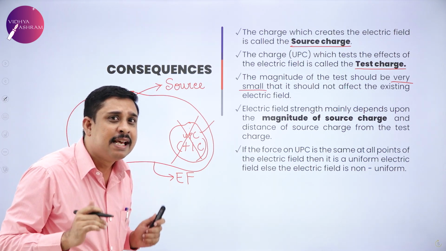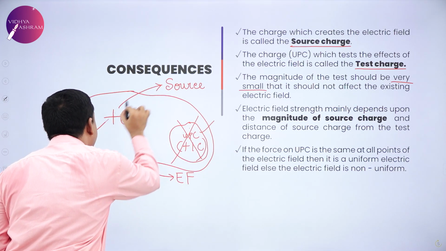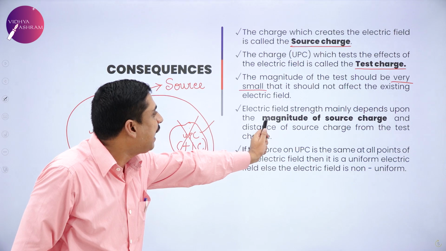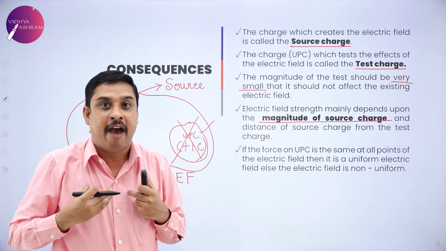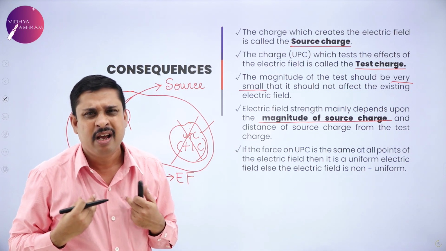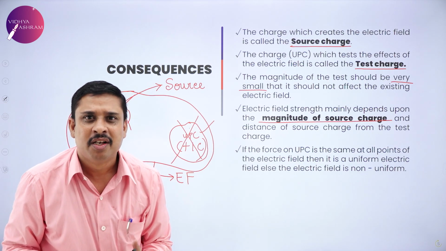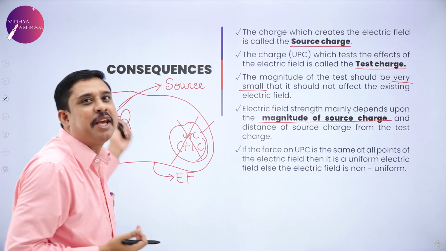Then what does the electric field strength depend upon? It depends upon the magnitude of the source charge. I have more money, I give you more money. I am rich. I am poor, I can donate less. So if the strength has to be more, the source has to be powerful.